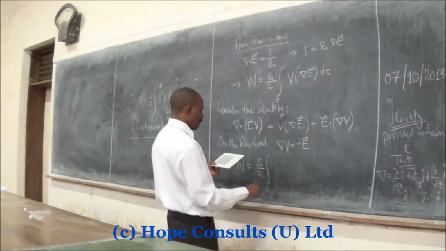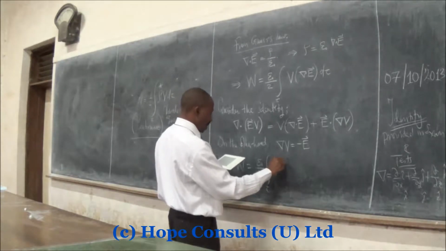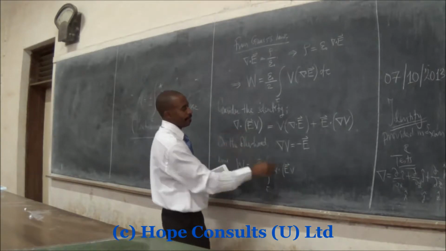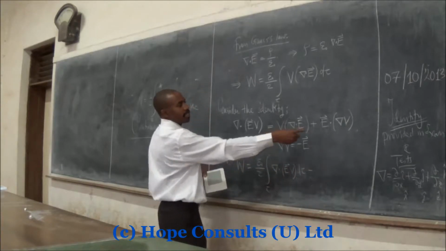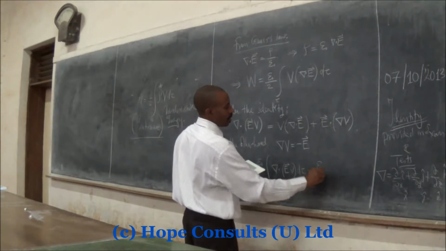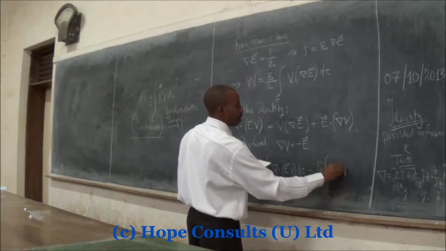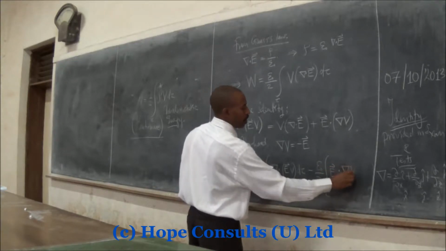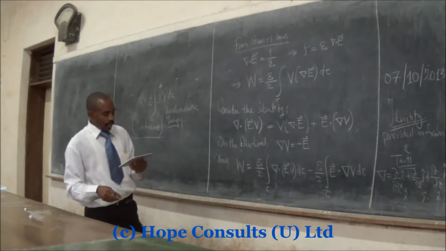So then this would be the same as divergence of EV, this one here, integrated over tau, minus E dot grad V, so minus epsilon naught over 2 integral over tau of E dot grad V d tau.